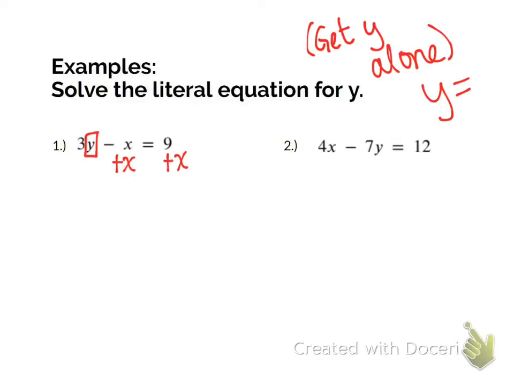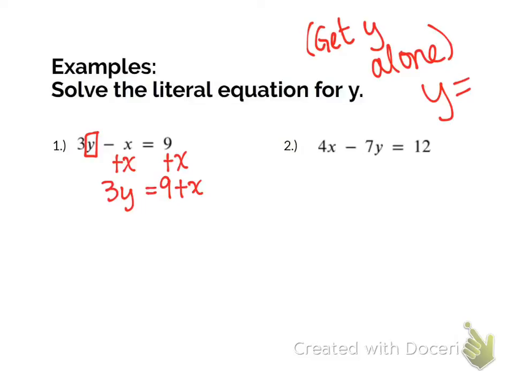What do I still have on the left side? A 3y. What is on my right side? 9 plus x or x plus 9. Can I write that as 9x? No, because 9x implies what operation? Multiplication, and we're not multiplying, we are adding. We put a plus sign there, we better be adding. If you would rather write it as x plus 9, that's fine, but I'm okay with 9 plus x.